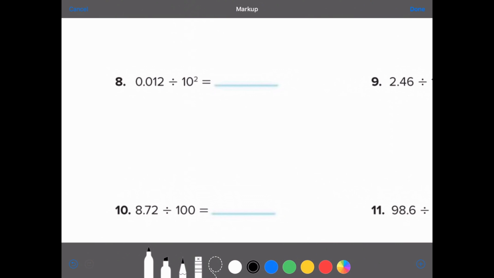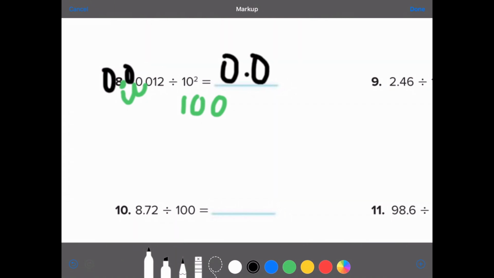Okay, number 8. 10 to the second power is like saying 1 with 2 zeros behind it. We're going to move left, because we're dividing, 2 spots. 1, 2, decimal spot. So we're going to need a placeholder 0 here and a placeholder 0 here. So we have 0.0012.